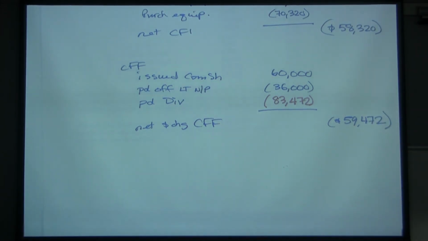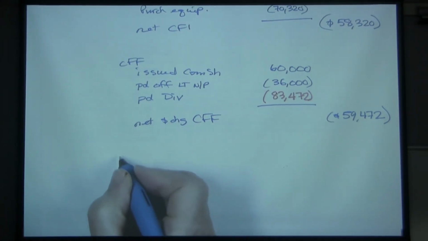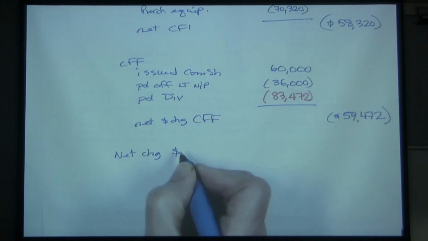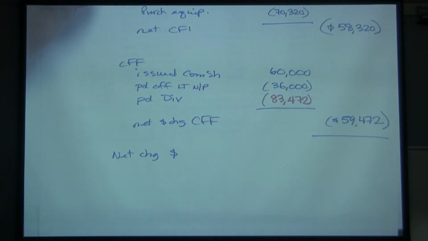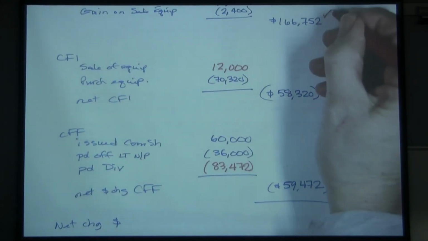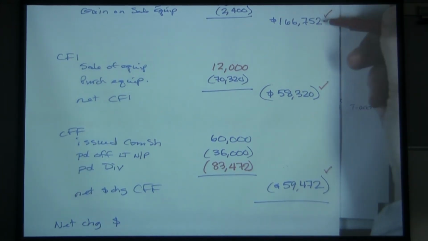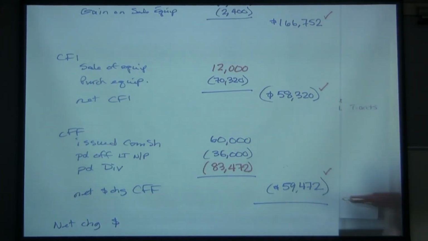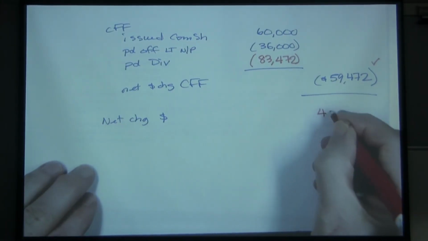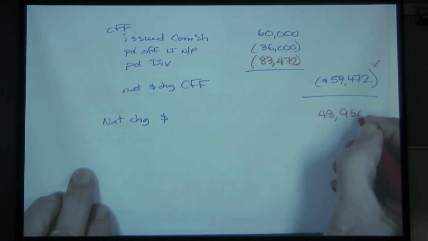Okay, now we're ready for the last three lines. So the last three lines are net change in our cash. We go back to get our net change in cash. We're going to add together our CFO, CFI, and CFF. So start with positive number and subtract these two. Our net change in cash will be $48,960. It's a positive amount.